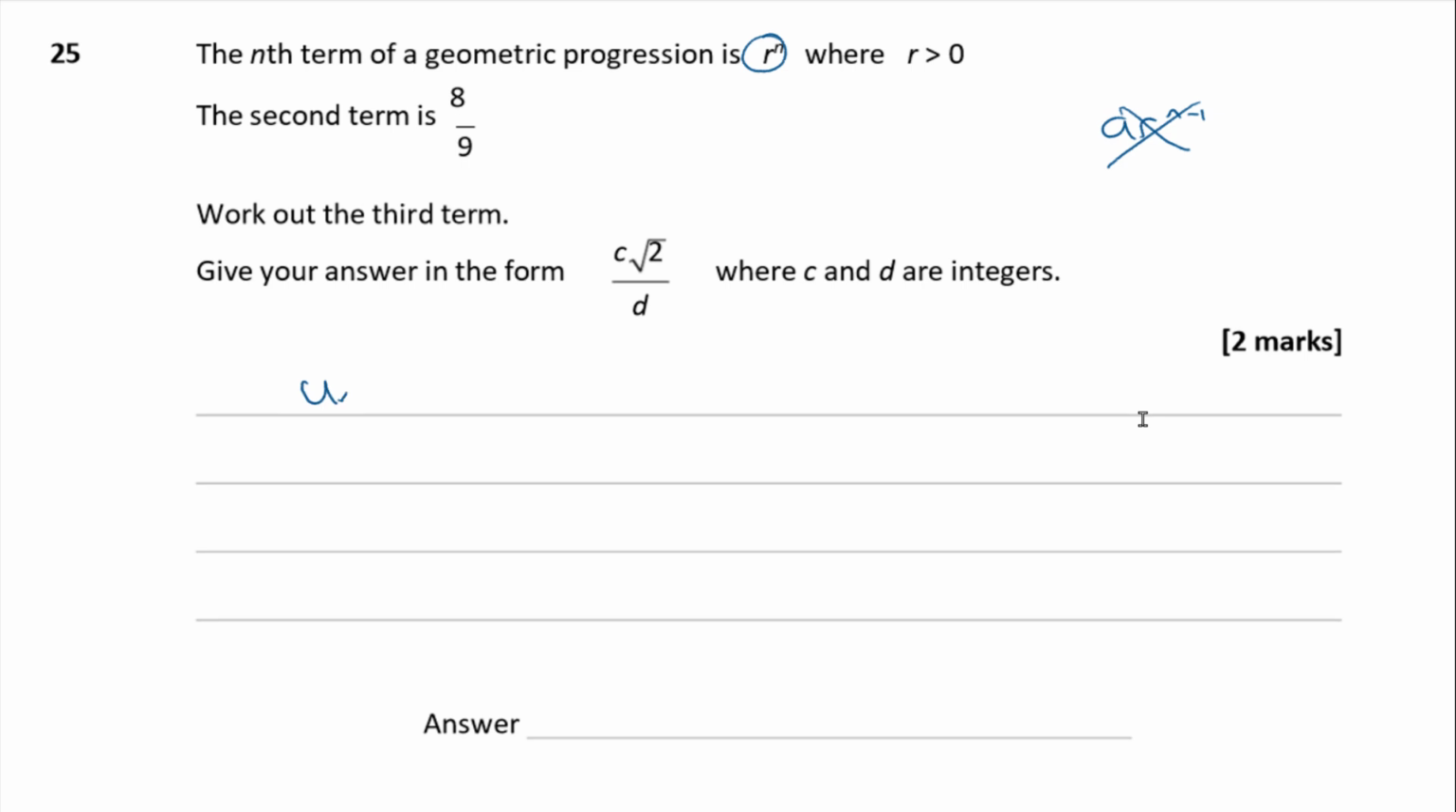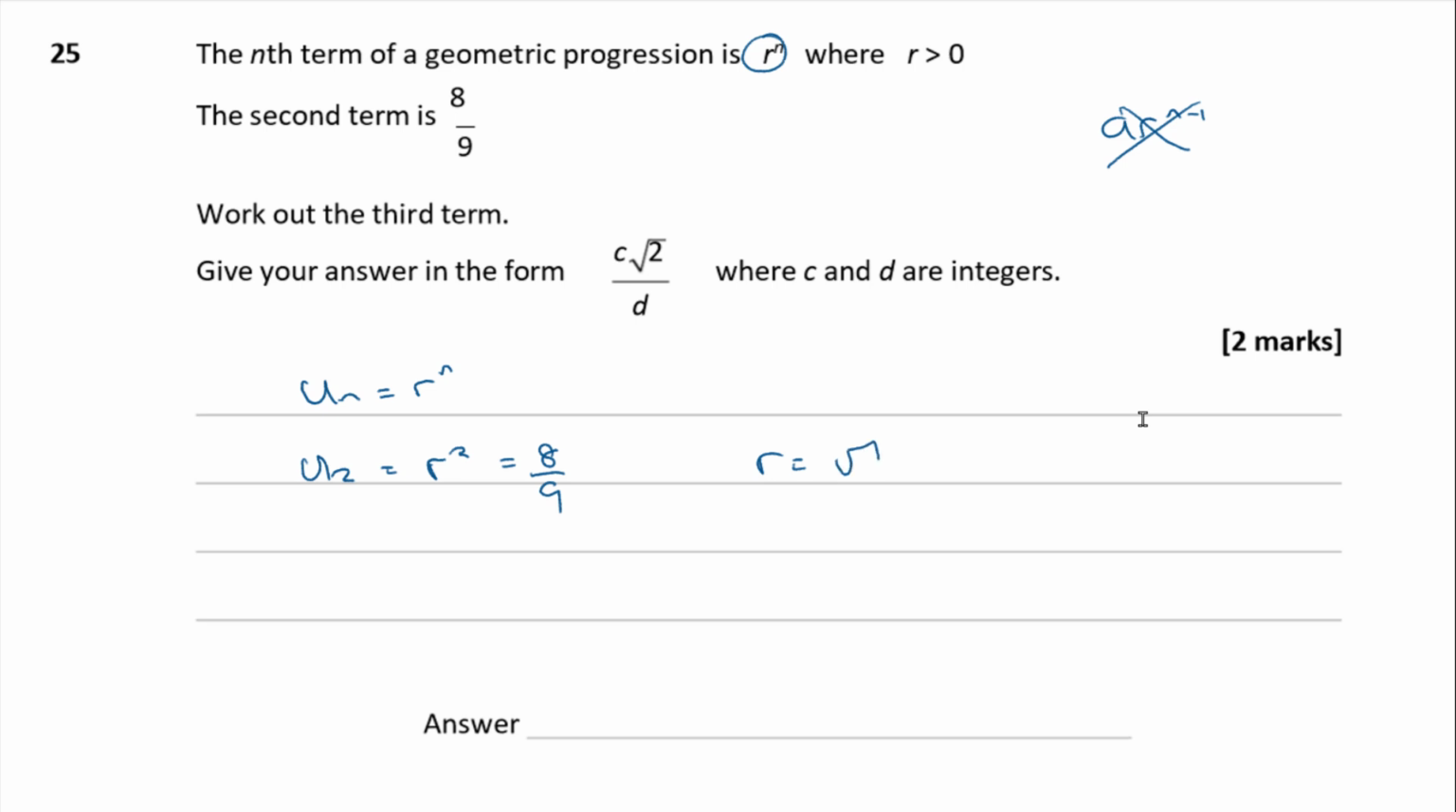So if u_n equals r to the power of n, and I know that the second term is 8 over 9, then I know that u_2, which is r to the power 2, is equal to 8 over 9. Okay, so if r squared is 8 over 9, then r is going to be the root of those two numbers.